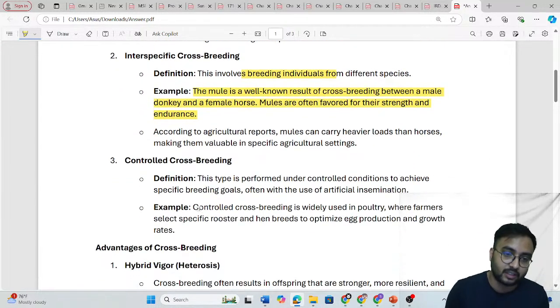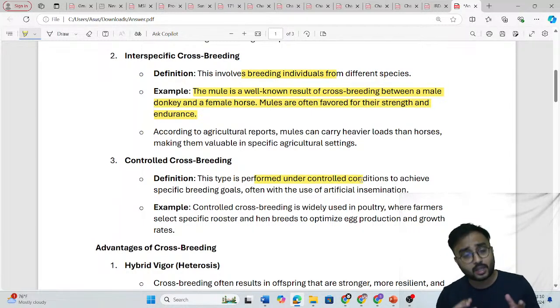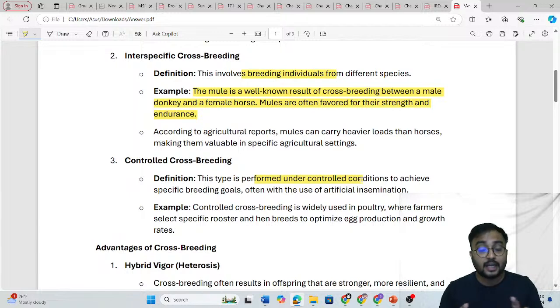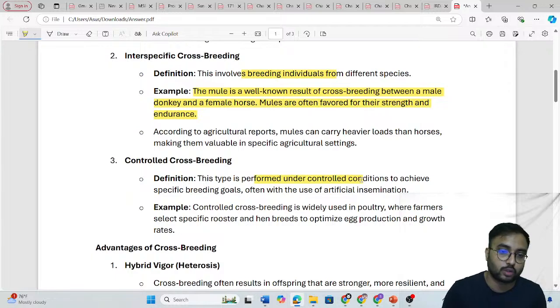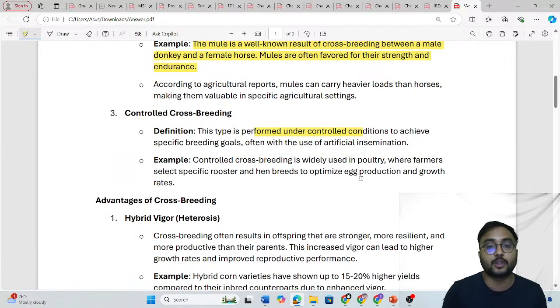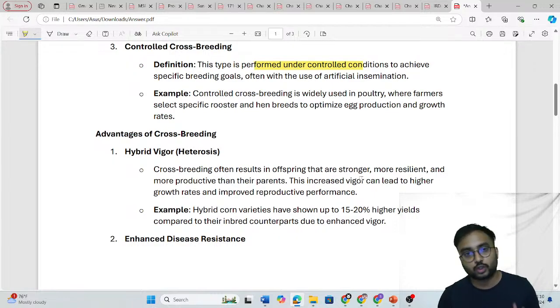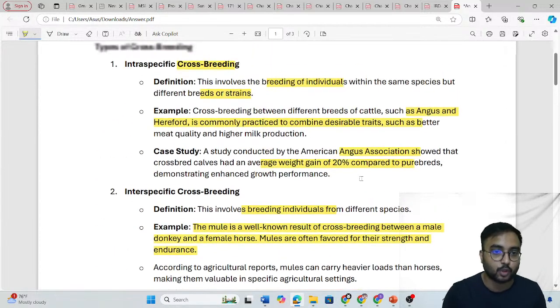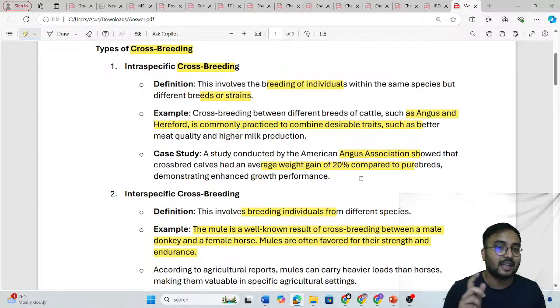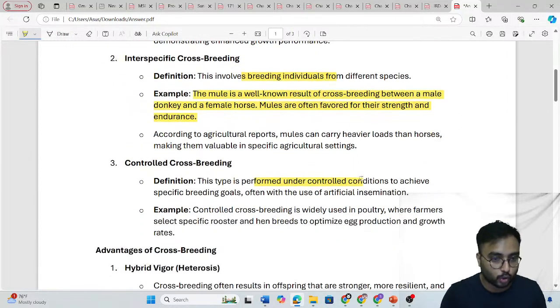Controlled crossbreeding is the third type. It is where the crossbreeding between two breeds, the crossing, is done in a controlled condition. Here, artificial insemination also could be used. Generally, controlled crossbreeding is majorly used in egg production and meat production in poultry. The best example of controlled crossbreeding is poultry, especially in your cage systems. Now, the second part of the question has been addressed. What was that? The types of crossbreeding: intraspecific, interspecific, and controlled crossbreeding.